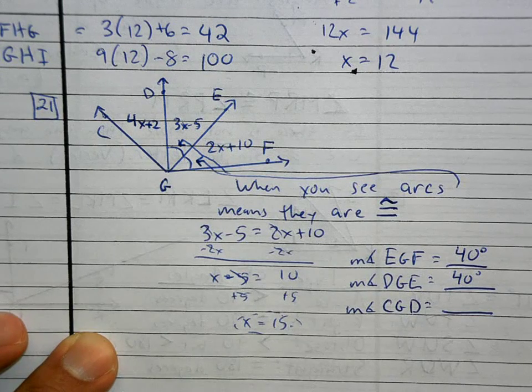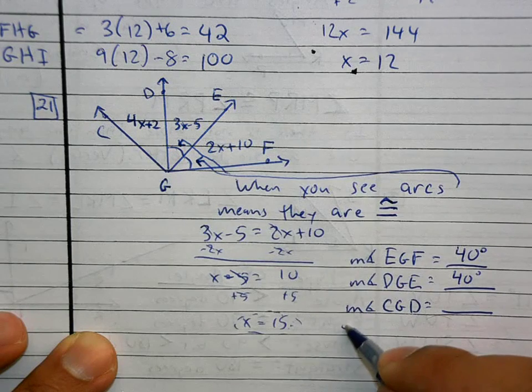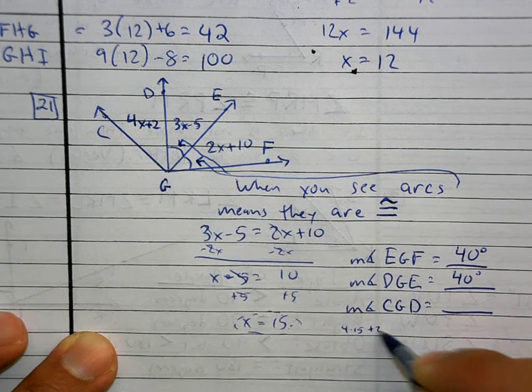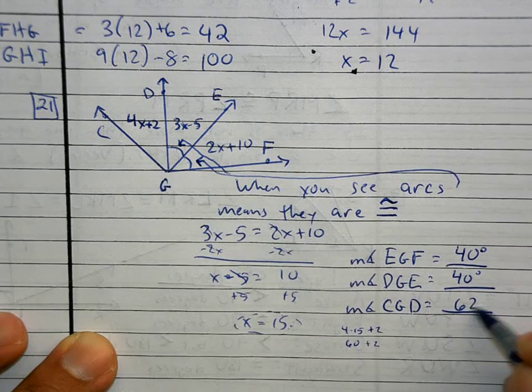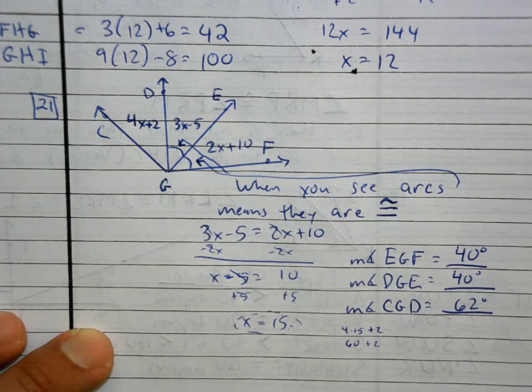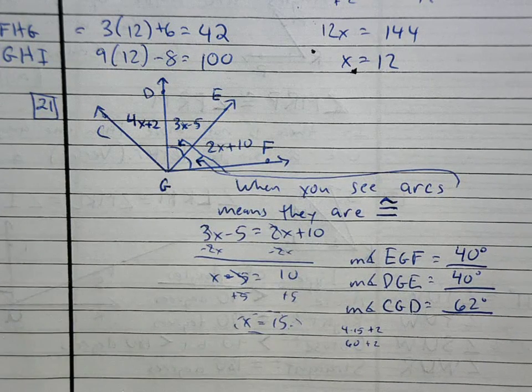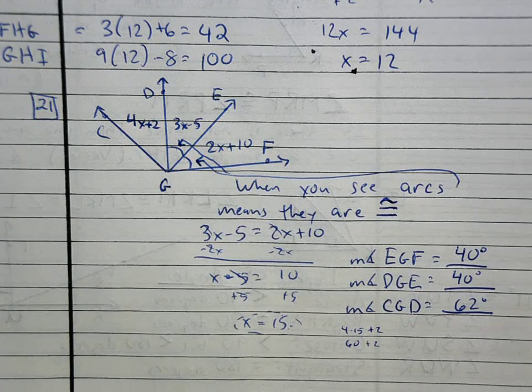So the very last one, CGD, I still plug in 15. 4 times 15 plus 2. I believe that's 60 plus 2 gives me that it's 62 degrees. I wanted you to have that as an example for 21. You'll be doing a slightly different problem for 22 and 23, but they're very close to each other. That way you have that as an example.